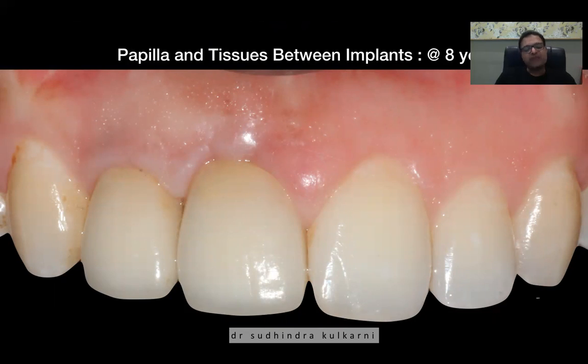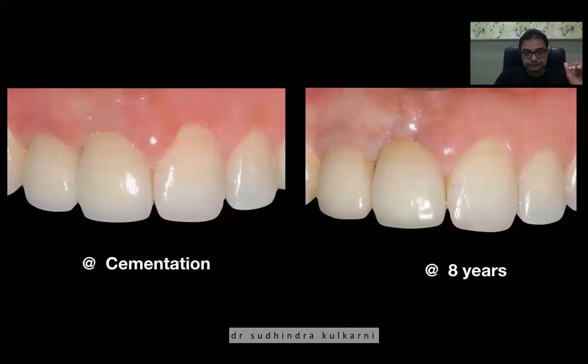Now, this is at the end of 8-year follow-up. You see that in this case, there was no soft tissue grafting done. We just manipulated the tissue using the temporary prosthesis. And for the final restorations, we selected metal-free restorations, and probably that's the reason why the tissue and the papilla around 11 and 212 have held up very, very beautifully. So this is how the tissue condition is at cementation, and that at 8 years.